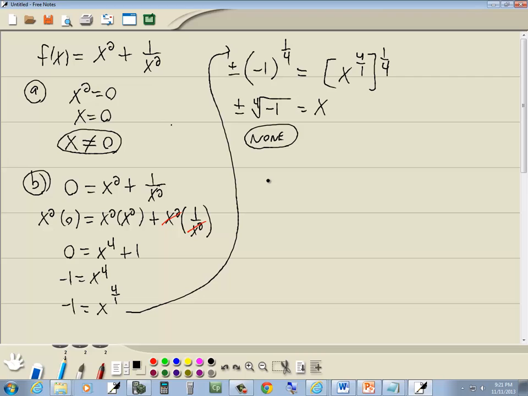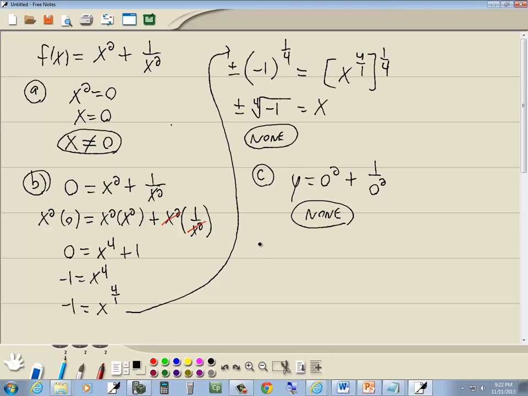Let me write that down. This one's domain, x-intercepts, none. Okay. Now for our y-intercept, you always plug 0 into the other variable. So I got y is equal to 0 squared plus 1 over 0 squared. 0 squared down here, 1 over 0 is undefined, so there is none. Let's see, y-intercept, none. Okay.